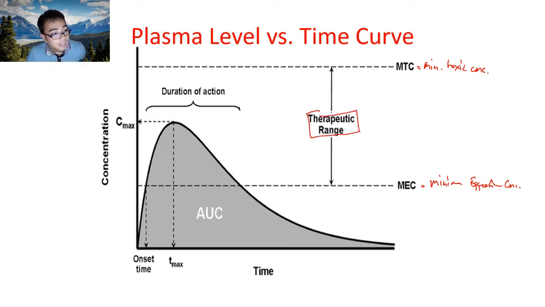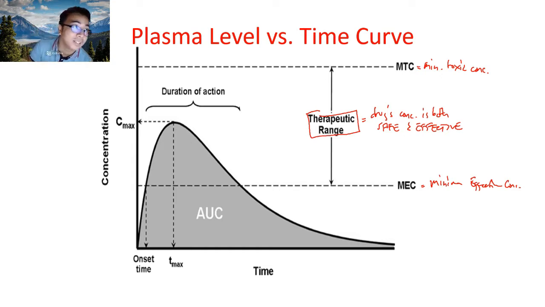Sabi natin, it's within the therapeutic range, class, that we consider a drug's concentration is both safe and effective. As long as the amount of drug entering the bloodstream stays within the therapeutic range, we say, class, that the drug is both safe and effective. Now, of course, class, various drugs have different therapeutic ranges.